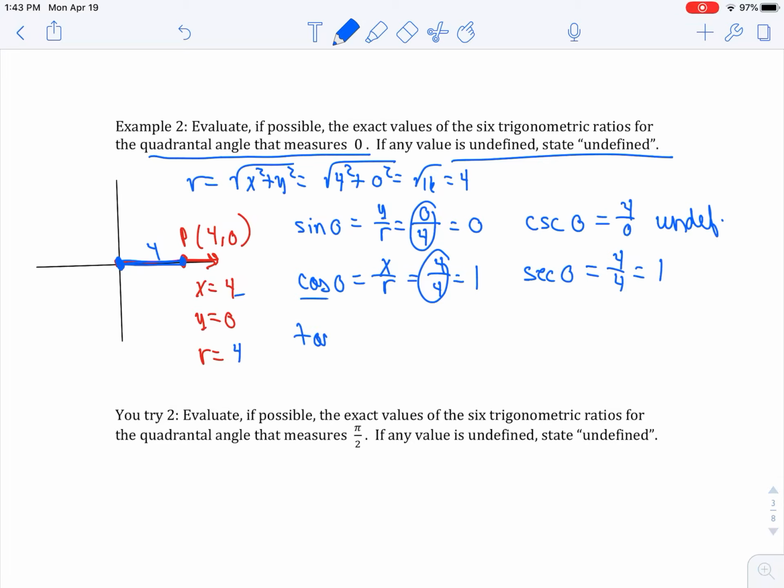The tangent of 0, then, remember, by definition, is y over x, where y is 0, right here, and x is 4. So 0 over 4, which turns out again to be 0. So that means that the cotangent of 0 is going to be the reciprocal of the tangent, which is 4 over 0, which again is undefined.